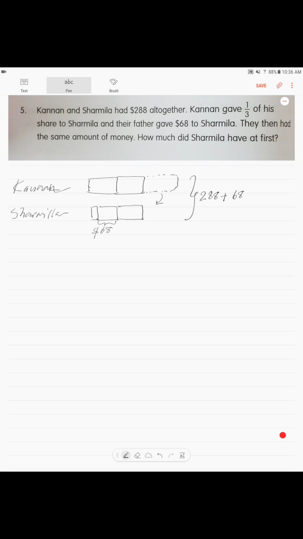So now you can see from the picture, right? Your 4 units that you have, these 2 and these 2, right? 4 units is 288 plus 68. Right? I should draw dollars, but you can understand. Which is, I will draw it here, $356, right? If this is 4 units, how much is 1 unit? 1 unit, $356 divided by 4 is equal to $89.